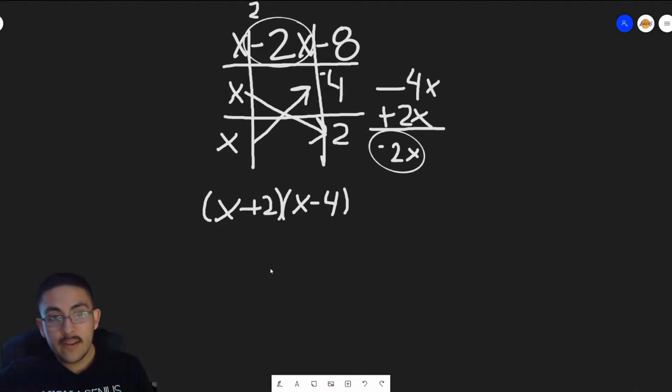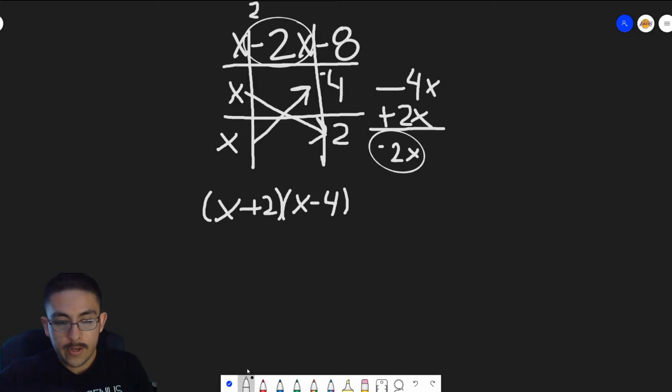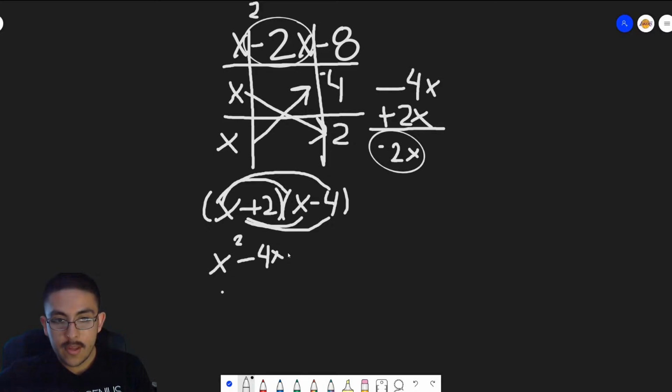And just to prove that it's fully factored, we could even FOIL it, which is multiplying this times this, that times that. So this is called FOIL. And if we multiply those out, let's see what we get. X times x is going to be x squared. X times negative 4 is minus 4x. 2 times x is going to be positive 2x. 2 times negative 4 is going to be a minus 8.